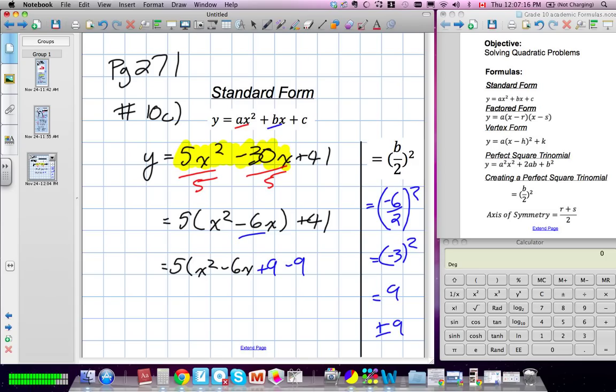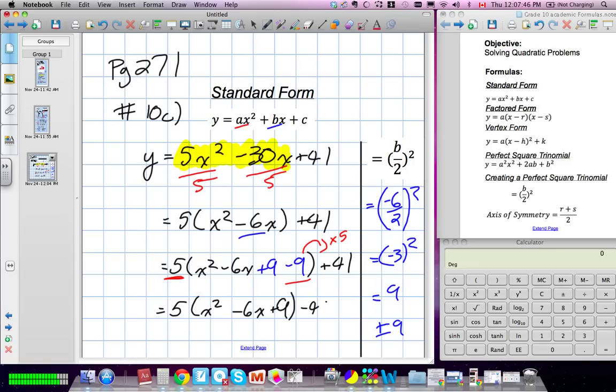plus 41. Now the negative 9 needs to come to the outside. And in order for negative 9 to come to the outside, we have to multiply negative 9 by whatever our common factor was. So our common factor was 5. We multiply it by the number 5. We get 5 times x squared minus 6x plus 9. Negative 9 times 5 is negative 45 plus 41.